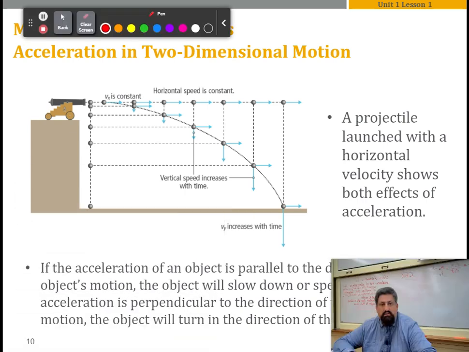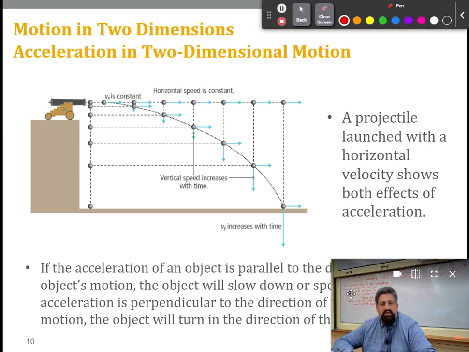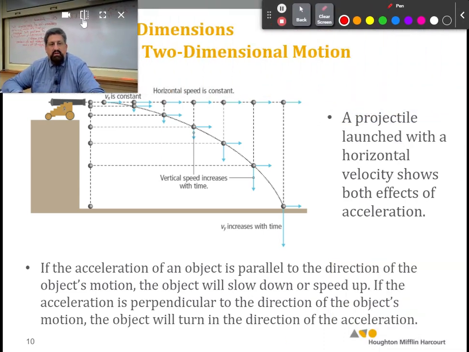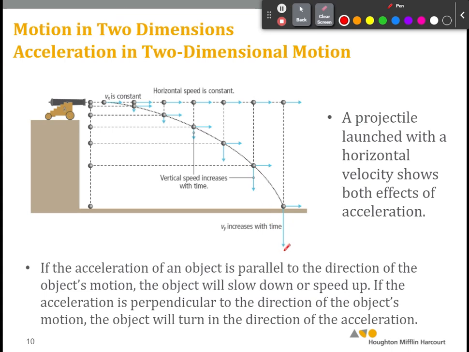If the acceleration of the object is parallel to the direction of the object's motion, then the object will slow down or speed up. So if the acceleration and velocity are in the same dimension, either the same direction or opposite direction, then the object will slow down or speed up. If the acceleration is perpendicular, like here, we see the acceleration is down and motion is horizontal.